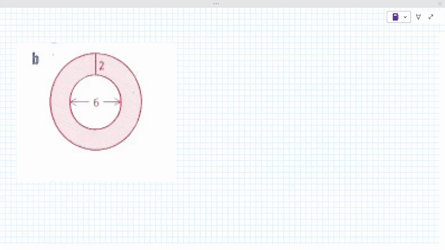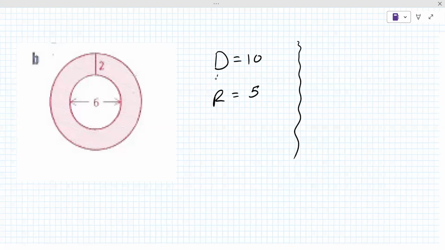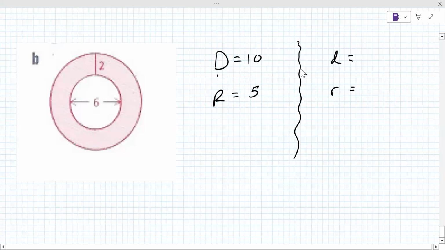And if the diameter is 6, then the big circle's diameter would be 10. Okay, but do you want the big circle's diameter, or do you want something different? Probably want the radius. So that would be 5. Okay. And you can use uppercase, lowercase if you think that's helpful to differentiate it. Some students will use like R1, R2, D1, D2.